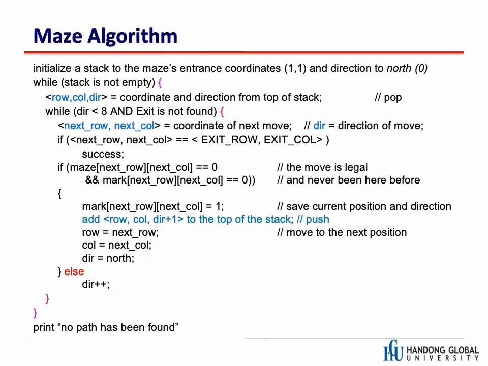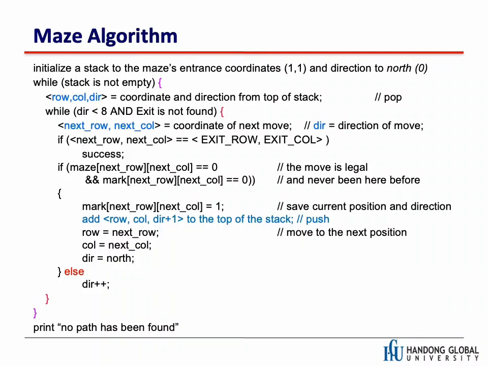Then in the next line, we check if the stack is empty. If the stack is not empty, then we iterate this while loop. Since we pushed the first entrance coordinates and direction, the stack is not empty, so we go into this loop. Then we pop from the stack. For the first time, the row and col are 1, 1 and dir is 0.